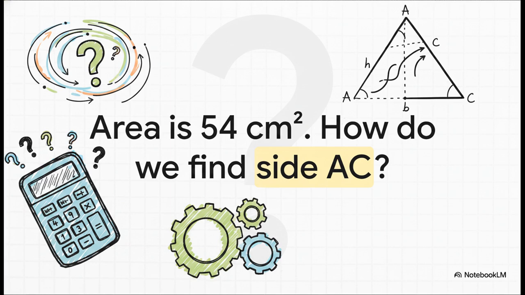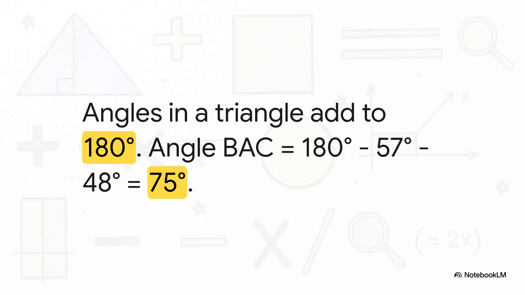But wait, if you look at triangle ABC, we've got two angles, sure, but zero side lengths. So before we can even touch that area formula, we're going to need one more piece of the puzzle. And not a missing piece, it's just the third angle. Super easy to find, but you can't skip it. We all know the angles in a triangle add up to 180, right? So a quick bit of subtraction, 180 minus 57 minus 48 gets us 75 degrees for angle BAC. Boom! Now we have all the angles for our first triangle.